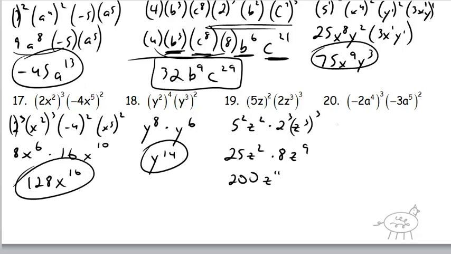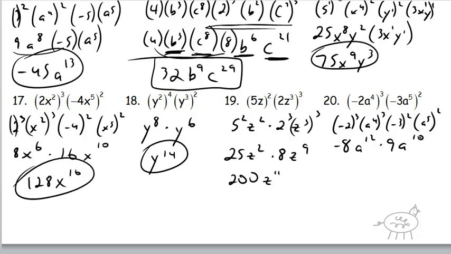Okay, number 20, same thing. I'm going to write negative 2 cubed, a to the 4th cubed, times negative 3 squared, times a to the 5th squared. Okay, negative 2 cubed is negative 8. A to the 4th cubed is a to the 12th, right? You multiply exponents. Negative 3 squared is positive 9. Negative 3 times negative 3 is a positive value. And then a to the 10th. Okay? And then negative 8 times 9 is negative 72. And that's a to the 12th plus 10 is a to the 22.